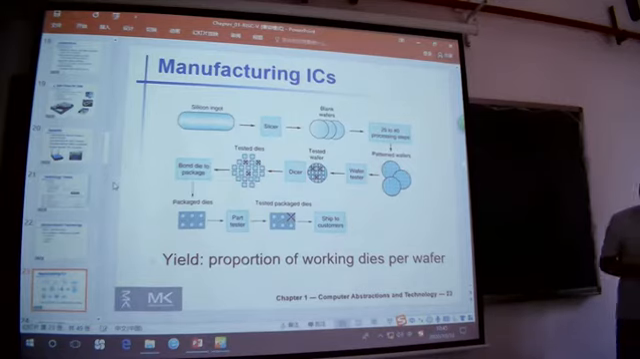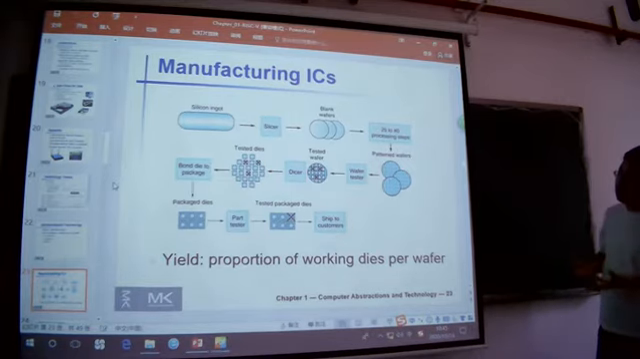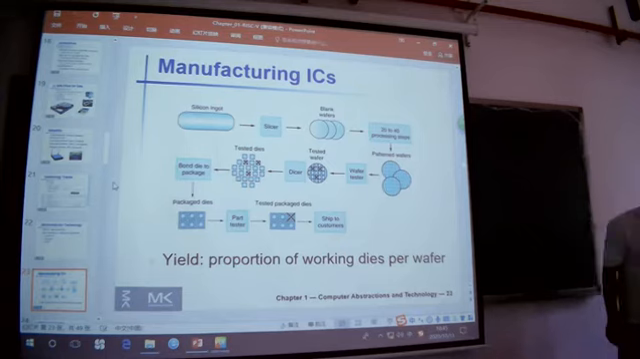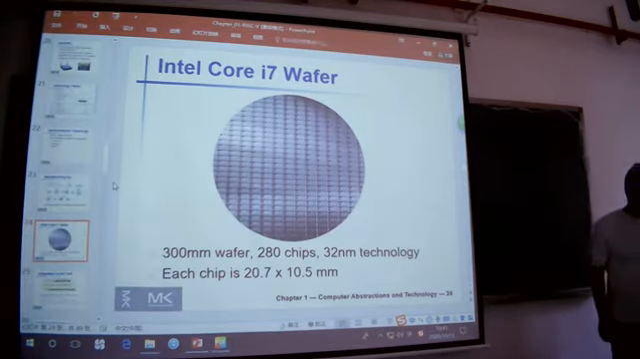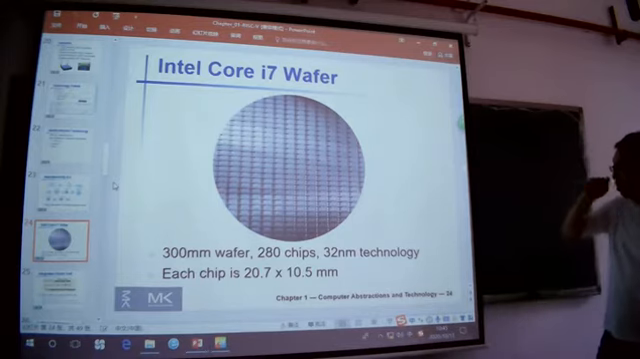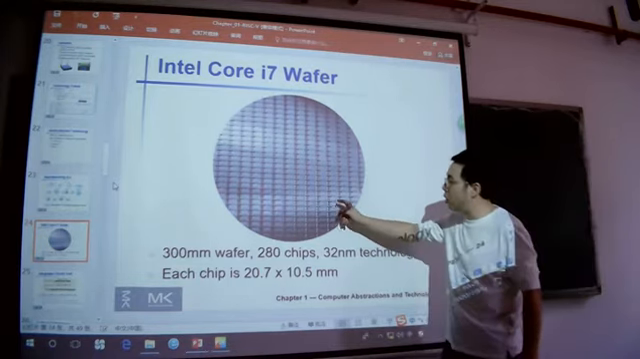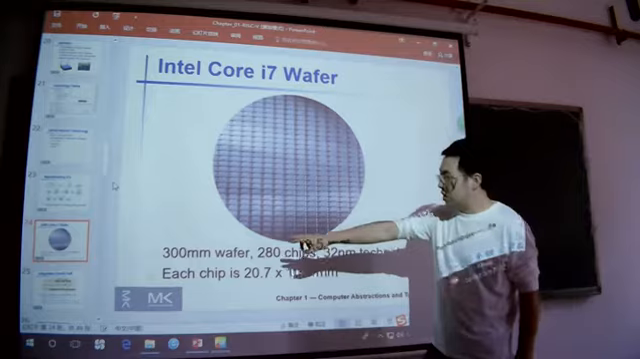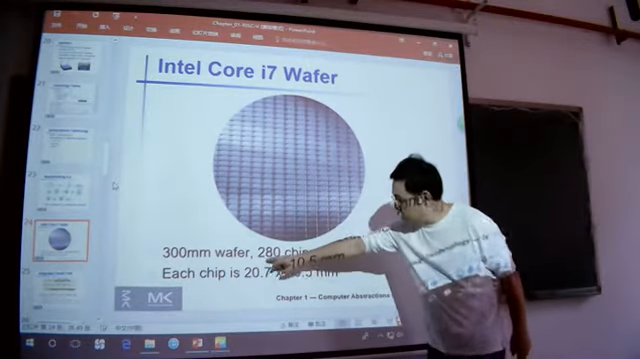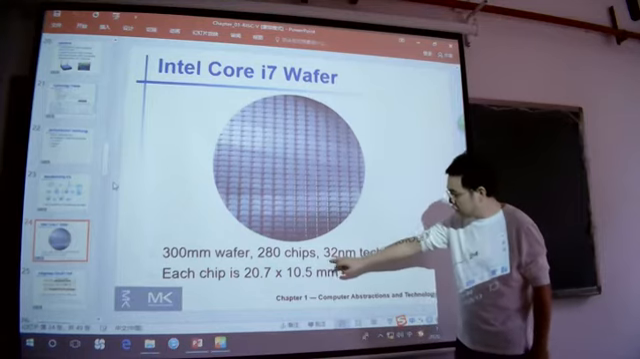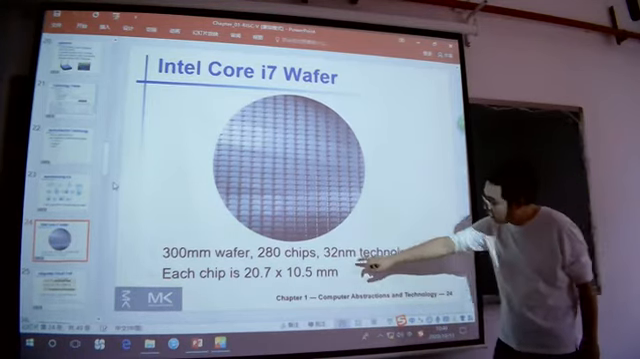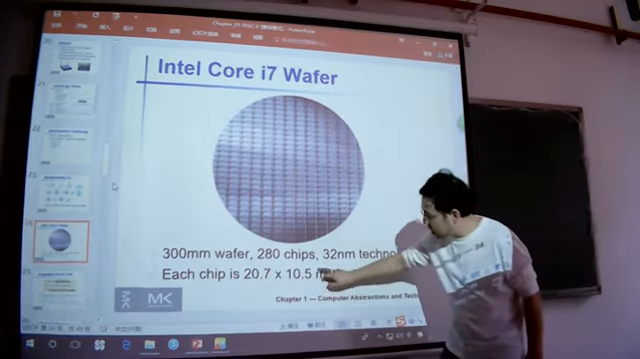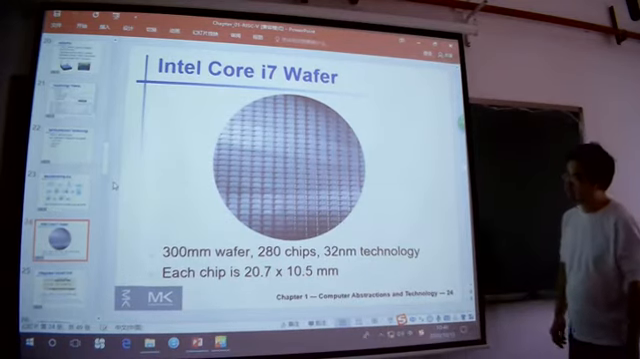So manufacturing ICs is very important and very useful in our computer and in our CPU. So you can find the Intel Core i7. This picture shows the details of the CPU. You can find the 300 mm wafer, 280 chips, 32 nm technology. Each chip is the size of this.